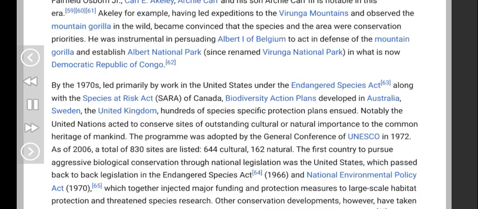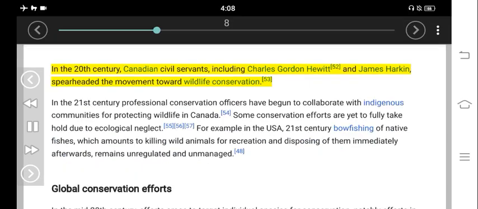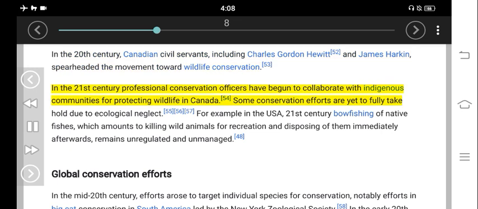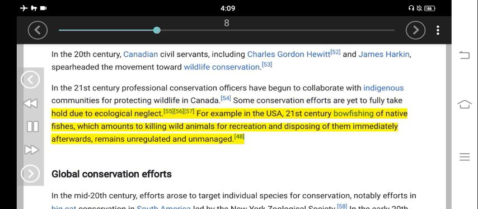In the 20th century, Canadian civil servants, including Charles Gordon Hewitt and James Harkin, spearheaded the movement toward wildlife conservation. In the 21st century, professional conservation officers have begun to collaborate with Indigenous communities for protecting wildlife in Canada. Some conservation efforts are yet to fully take hold due to ecological neglect. For example, in the USA, 21st century bowfishing of native fishes, which amounts to killing wild animals for recreation and disposing of them immediately afterwards, remains unregulated and unmanaged.